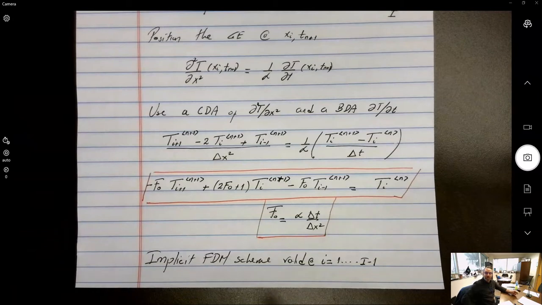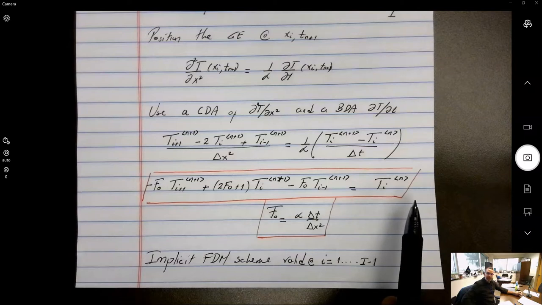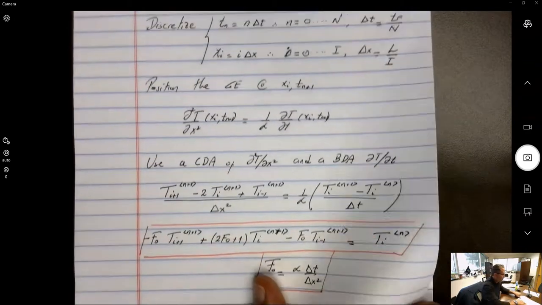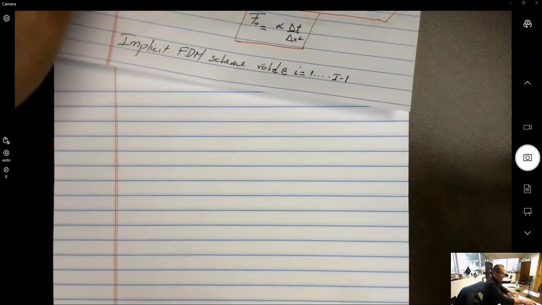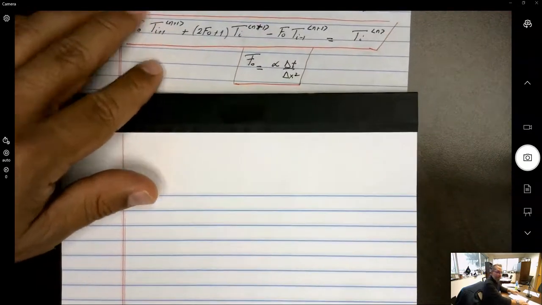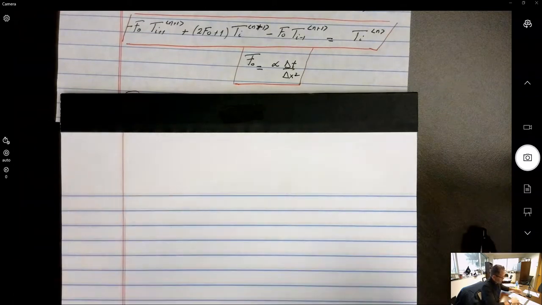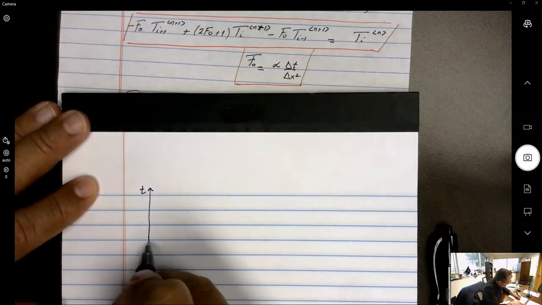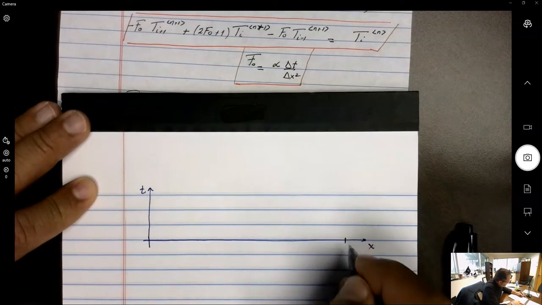And it's called implicit because we cannot explicitly know what happens to T_i as a function of stuff that happened in the previous time level. We would have to know what happens on the nodes right next to it too. So essentially, if we were to graphically illustrate this, and again, let's just put this here. If we were to graphically illustrate this, we'll denote time on the y-axis and space on the x-axis.